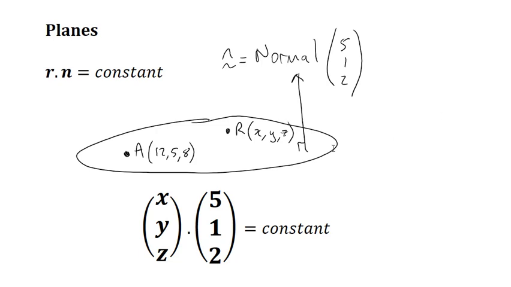So, planes. First of all, this R here has exactly the same meaning in a plane as it does in a line. It represents all of the points that are on the plane. I've drawn it here, but really you should think of that R as a point I could move anywhere on this plane. And as it happens, I know one of the points, 12, 5, 8.